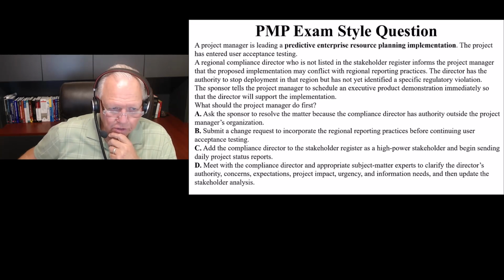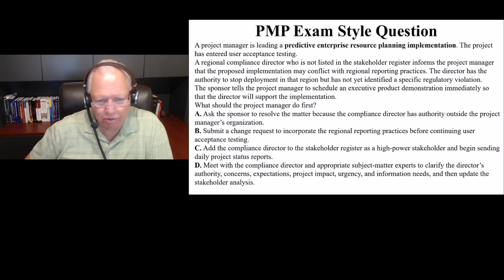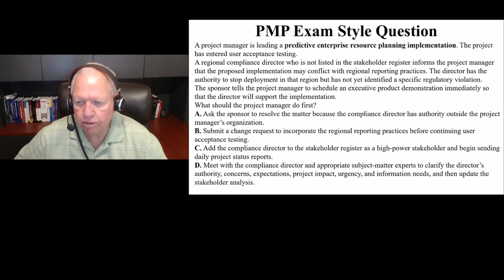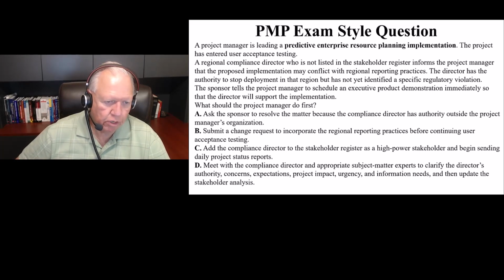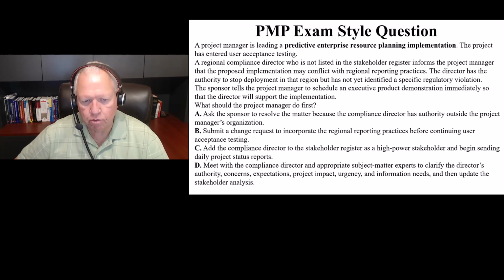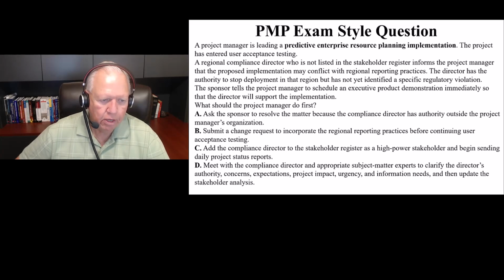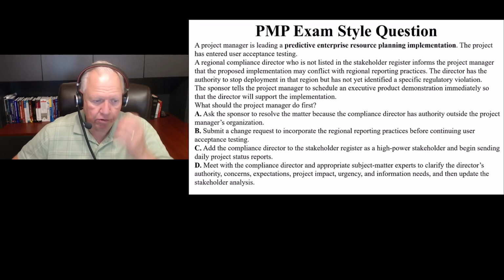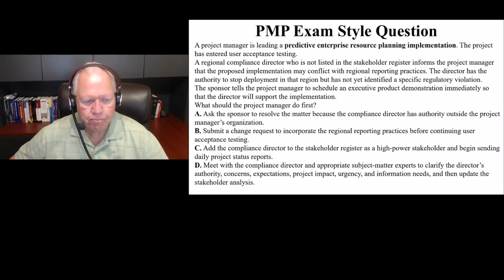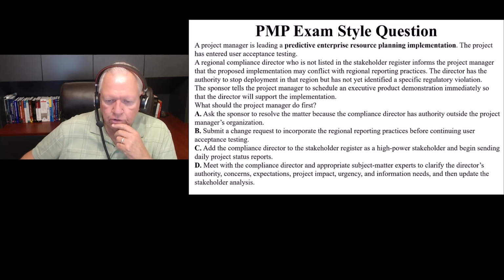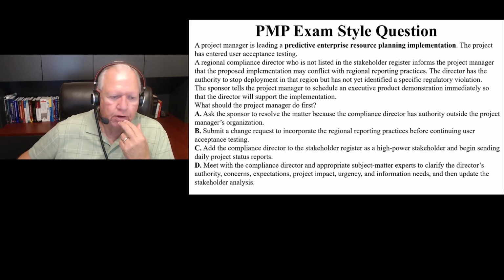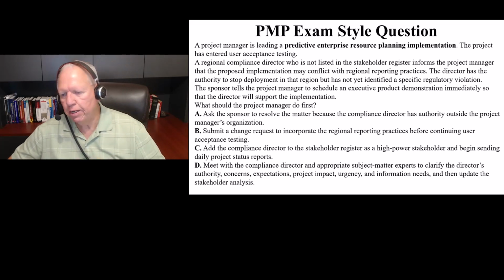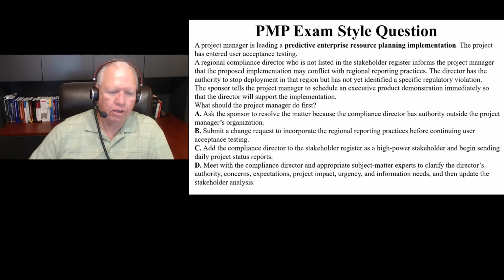What should the project manager do first? A, ask the sponsor to resolve the matter because the compliance director has authority outside the project manager's organization. B, submit a change request to incorporate the regional reporting practices before continuing user acceptance testing. C, add the compliance director to the stakeholder register as a high power stakeholder and begin sending daily project status reports. Or D, meet with the compliance director and appropriate subject matter experts to clarify the director's authority concerning expectations, project impact, urgency, and information needs, and then update the stakeholder analysis.